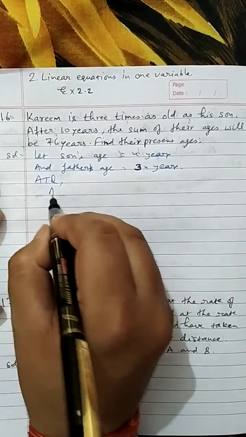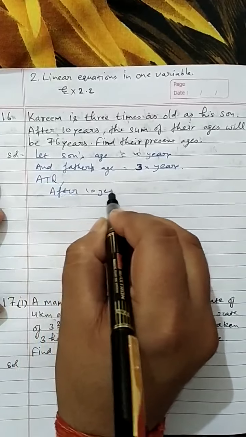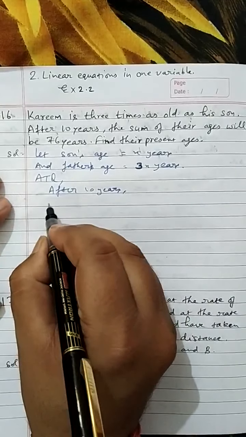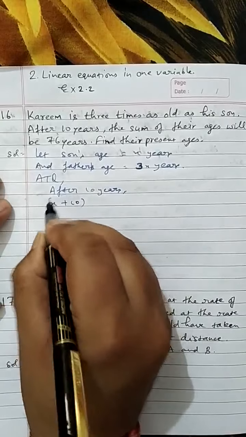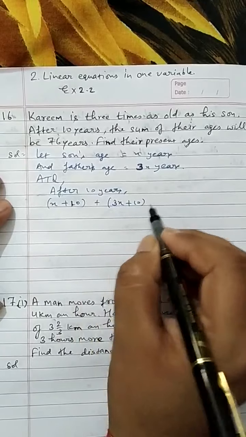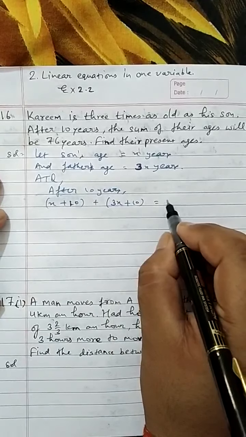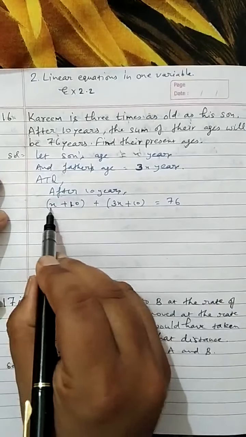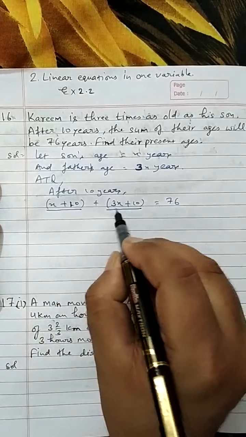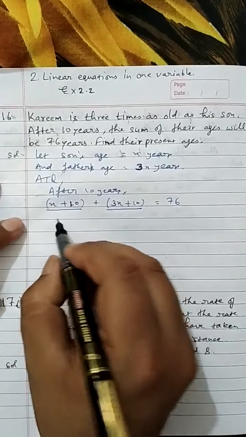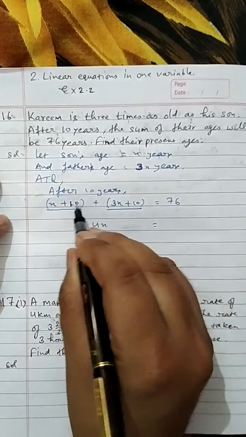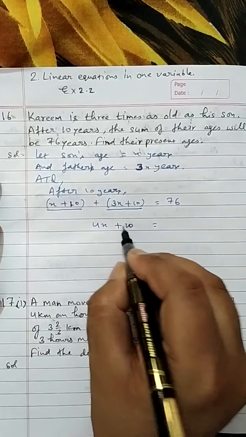after 10 years, son's age will be x plus 10 and his father's age will be 3x plus 10, and their sum will be 76. So x plus 10 is the age of the son and 3x plus 10 will be the age of the father. Now this 3x plus x will be 4x and this 10 plus 10 will be 20.